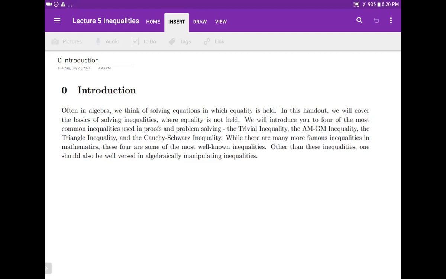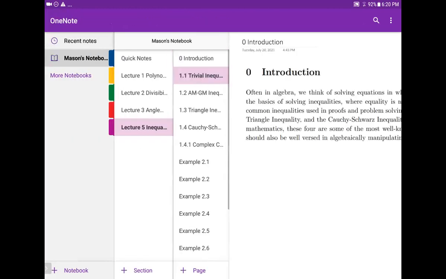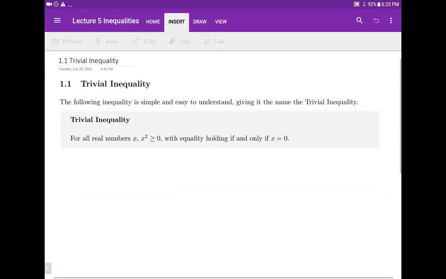And there are definitely more famous inequalities in mathematics, for example, Jensen's inequality or Titu's lemma. These four are some of the most well-known inequalities. And other than these inequalities, one should also be well-versed in algebraically manipulating regular inequalities. But we assume that that is something that everyone can learn or has already learned. So we'll start off by presenting the four inequalities in order.